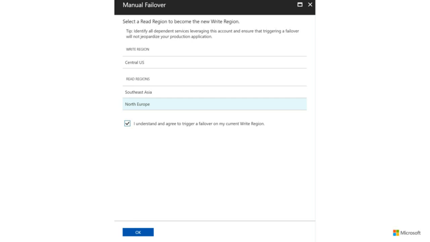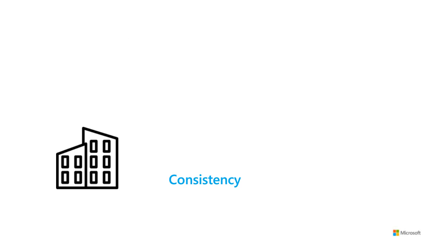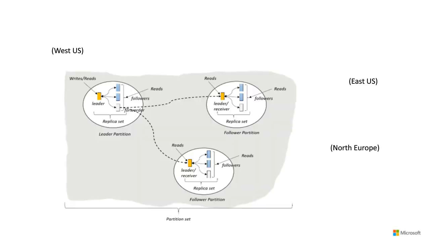Now, whenever you talk about replication, an important thing to understand is consistency. And for this, I'm going to go back to an example. Let's say I have a container with many, many partition sets, and I'm going to zoom into one partition set. Furthermore, for this container, I've replicated across 3 different regions: West US, East US, and North Europe. What Cosmos DB does is maintain multiple copies, multiple replicas, in each data center region.